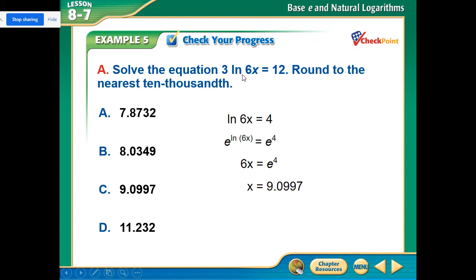One more here. I have that 3 on the outside. I got to divide it over, so I get 4. Then I go the e power here, and those cancel, giving me 6x equals e to the 4th. And then I divide by 6, and I get 9.0997.